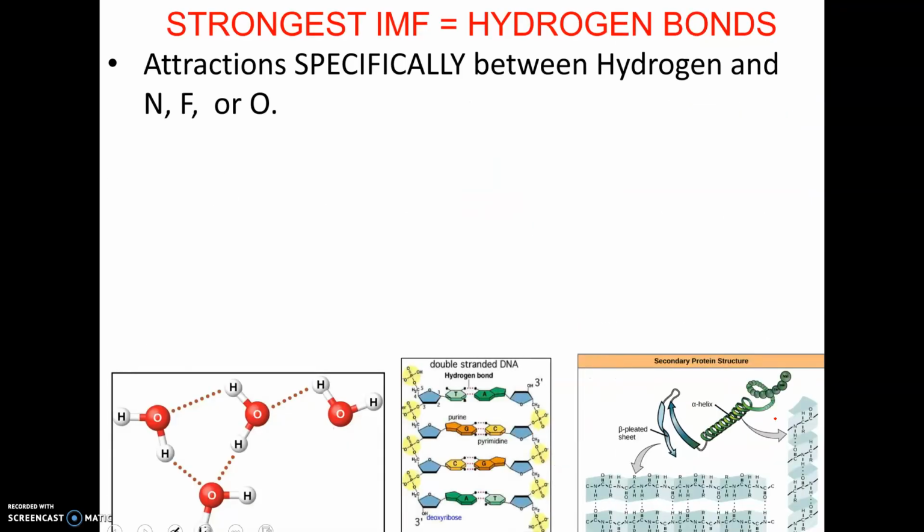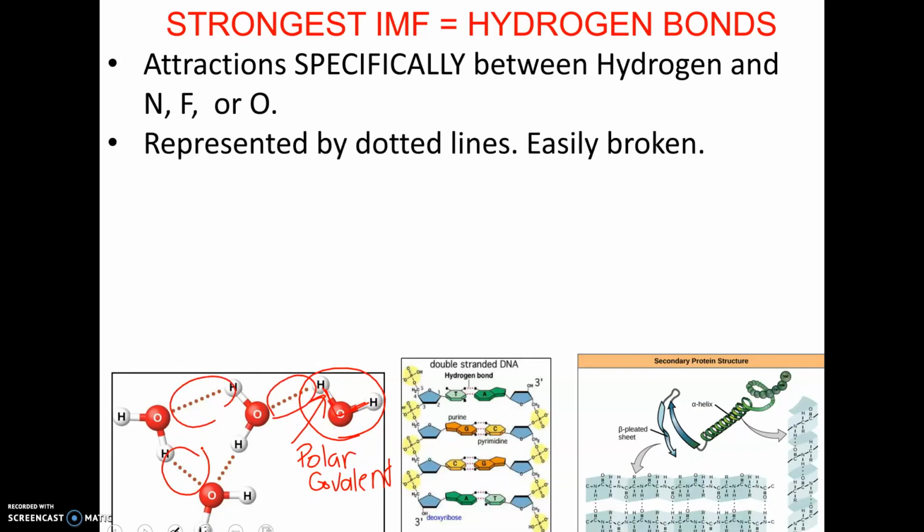All right, so the strongest of the IMFs, because there are different ones, but the only one we're going to talk about in here is hydrogen bonds. This is the one that's really important in biology. So this is specifically between hydrogen of one molecule and then nitrogen, fluorine, or oxygen of a second molecule. So for example, right here in this water at the bottom, this is a polar covalent bond. That's not a hydrogen bond. This is an actual molecule. But the attractions between the molecules, which we always represent as dotted lines, those are our hydrogen bonds. And they're the only bond we represent with dotted lines.